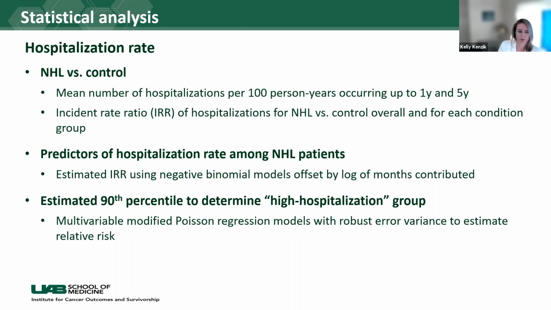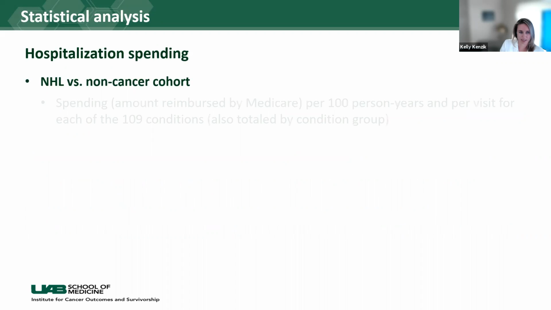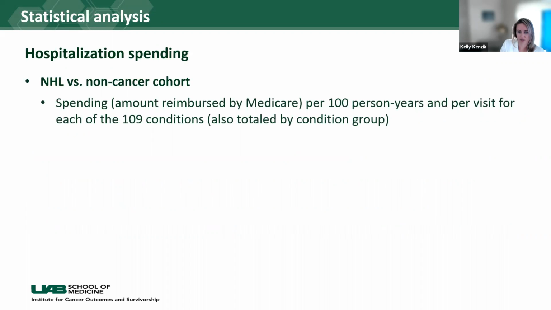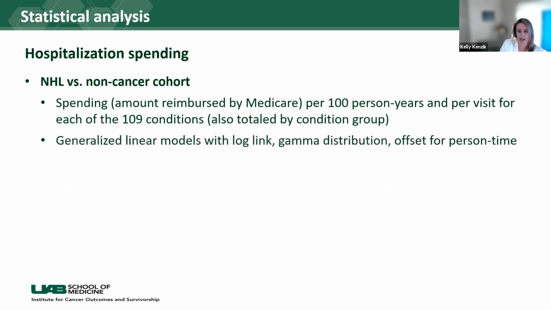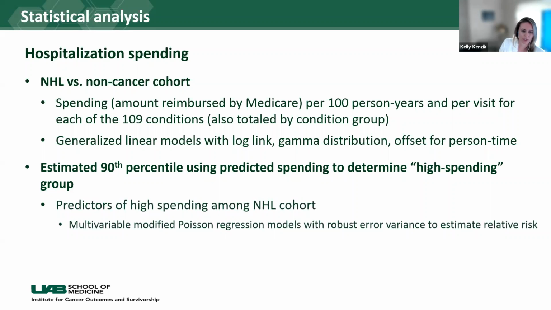These we examined using modified Poisson regression models to look at the risks of being in one of those groups. So for hospitalization spending, we examined the spending for the hospitalizations as we defined previously. Similar to the hospitalization rate, we estimated the 90th percentile, and we used that to calculate our high spend group. And then we also looked at the predictors associated with being in this high spend group, using a similar approach.